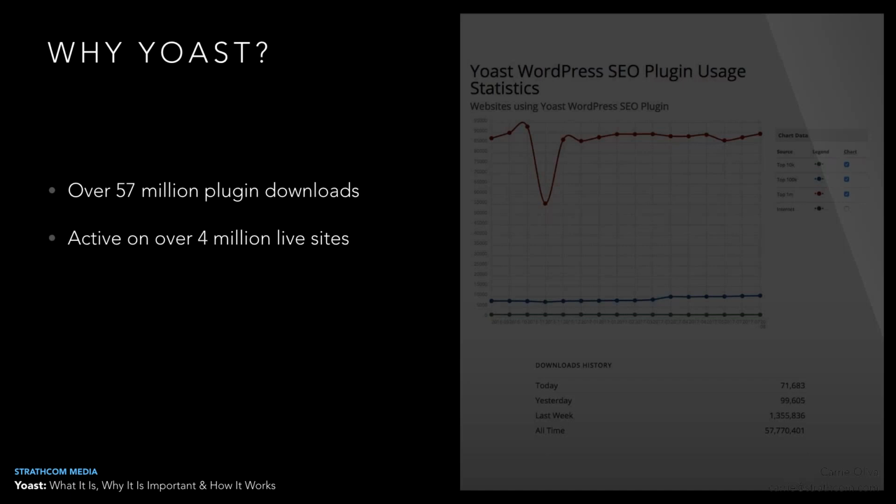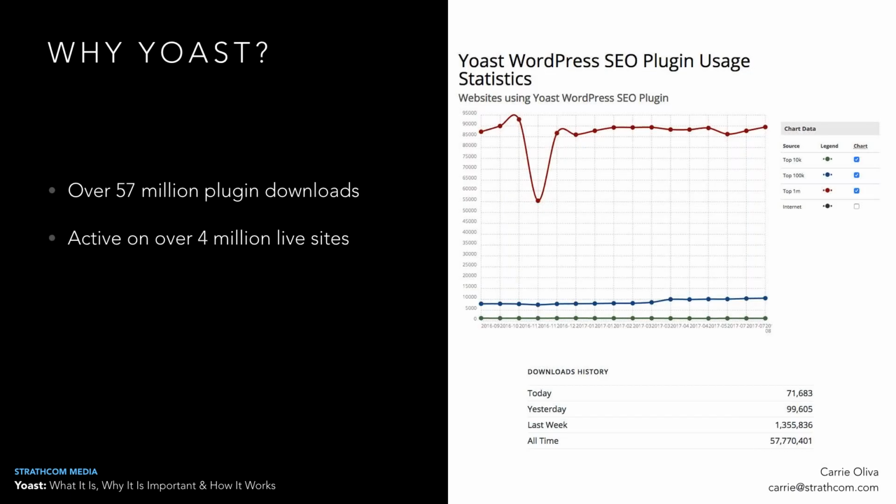So why does Strathcom use Yoast? It's simply because it is the gold standard of SEO tools available for the WordPress platform. It has over 57 million plugin downloads. It's active on over 4 million live sites. And it's simply the preferred SEO plugin of millions of users. Almost all SEO experts who run a WordPress blog or a WordPress-based website are using this plugin, and you can even go into their websites, do a search for Yoast, and you will see that they are writing about it and they recommend it as a tool to use.